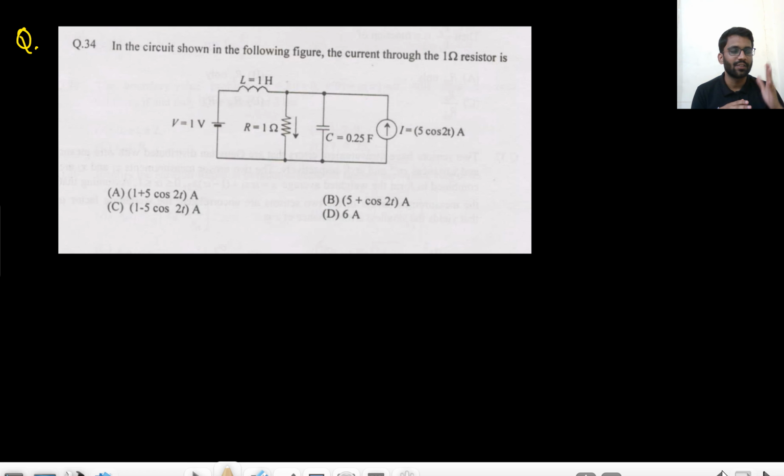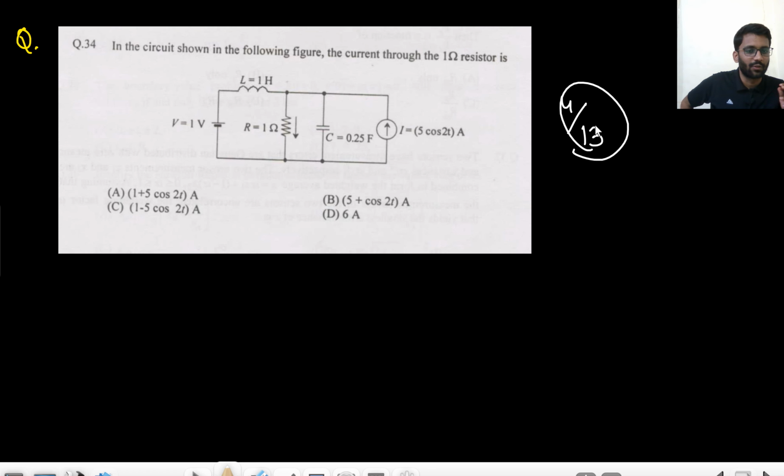I studied communication for around 4 to 5 months during my probation. And in the exam, I scored 4 out of 13. In my time, even network and analog were asked at a moderate level, not easy, not very tough, from moderate to tough. But I was so comfortable with these subjects that I could solve the problems very fast. Same with control systems, same with signals and systems. So here I took the advantage.